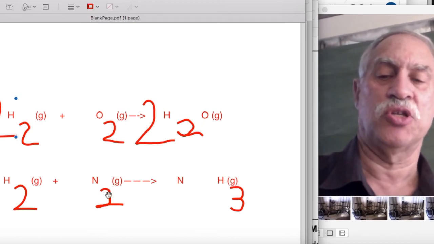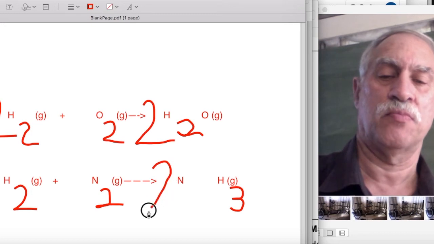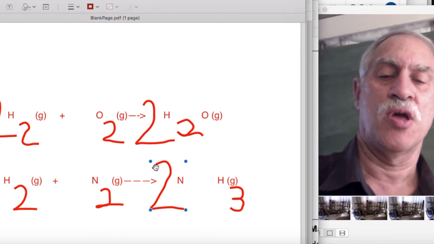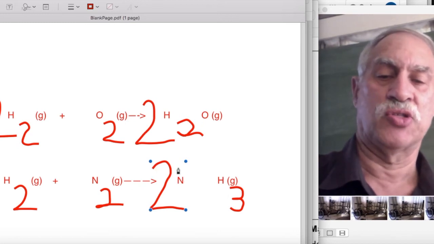But N2 means 2 nitrogens. There's only 1 nitrogen, so we could put a 2 in front here. Let's put a 2 there. So we've got 2 ammonias, 2NH3. How many hydrogens has this got? 2 times 3, 6 hydrogens.